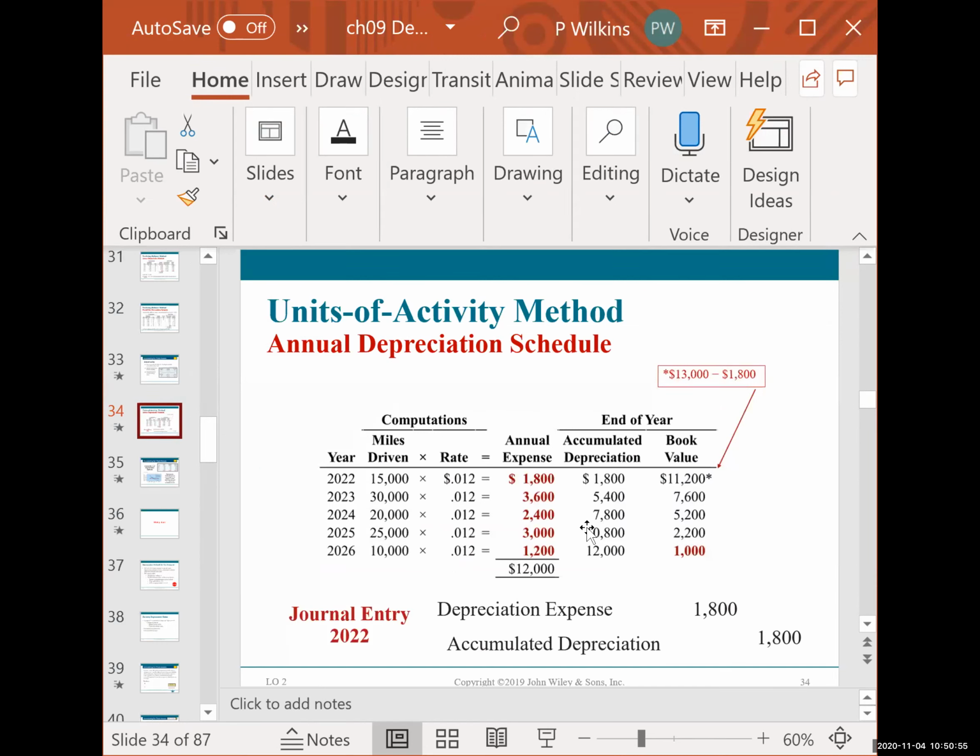You'll see here that the first year they drove 15,000 miles. So that came out to an $1,800 expense. The next year they drove 30,000 miles. So it came out to a $3,600 expense, and so on and so forth. So that's showing that. And again, you don't need to know that method.